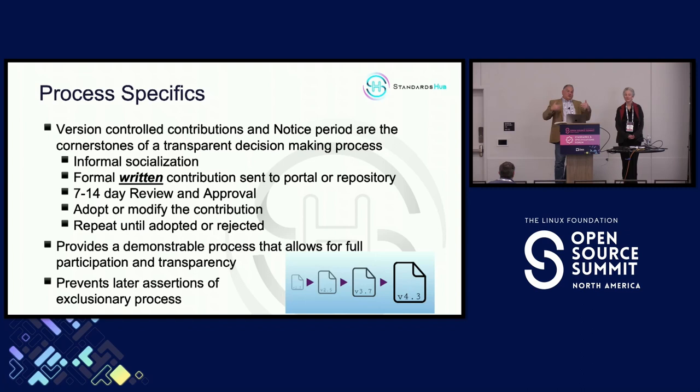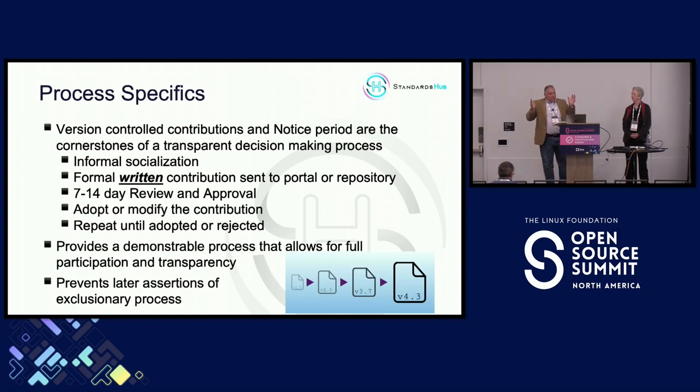Then there's usually a review and approval. There may be a vote or a consensus. Are there any objections to adding Acme's proposal? And if that's approved, then it can be merged into the baseline document. If it's not, then there's a negotiation process. And essentially, this cycle goes until the proposal is adopted or rejected.